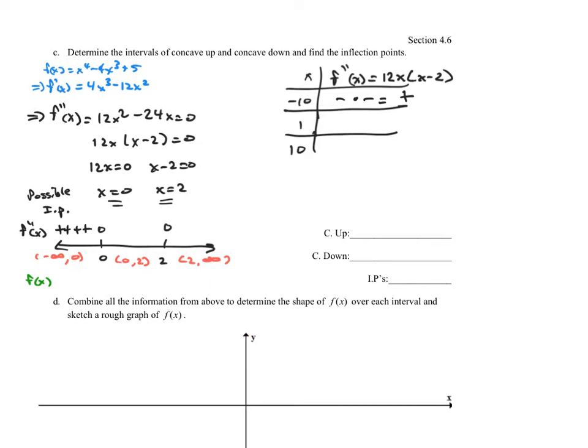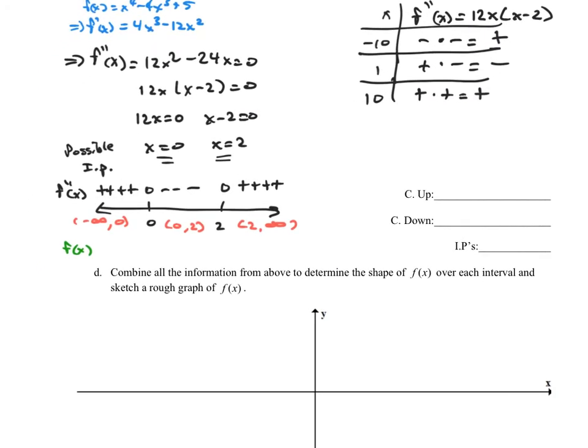I plug in a 1. 12 times 1 is positive. 1 minus 2 is negative. So that's positive times a negative, which is negative. So that entire interval must be negative because that test point was negative. I plug in a 10. 12 times 10 is positive. 10 minus 2 is positive. And a positive times a positive is a positive. Since that test point was positive, that entire interval must be positive.